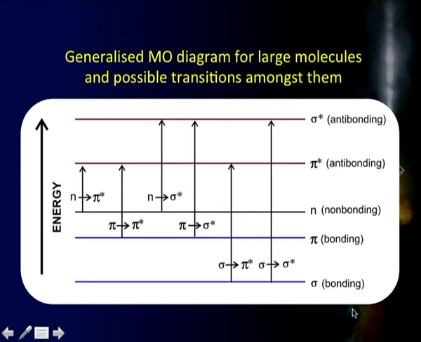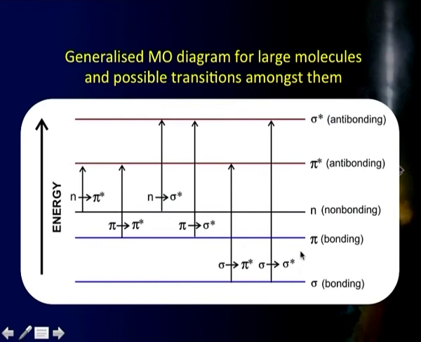Essentially, the point I want to bring home is that in any molecule there are three kinds of molecular orbitals: sigma molecular orbitals, pi molecular orbitals and non-bonding molecular orbitals. If I look at a generalized molecular orbital energy level diagram for a molecule, we find the typical energy levels: sigma bonding, pi bonding, non-bonding, pi star, that is anti-bonding pi orbitals, and sigma star, that is anti-bonding sigma orbitals. This is a typical energy level ordering.